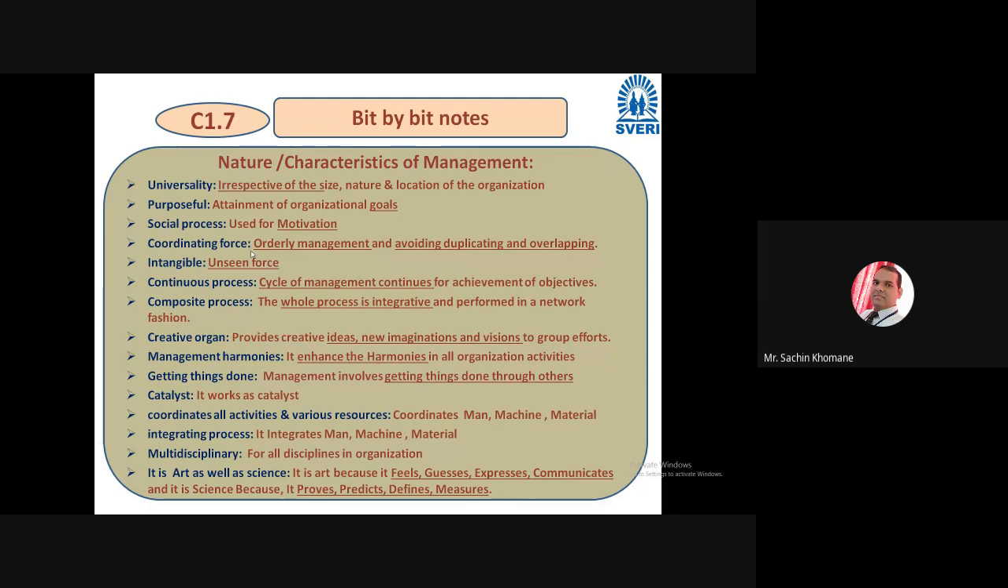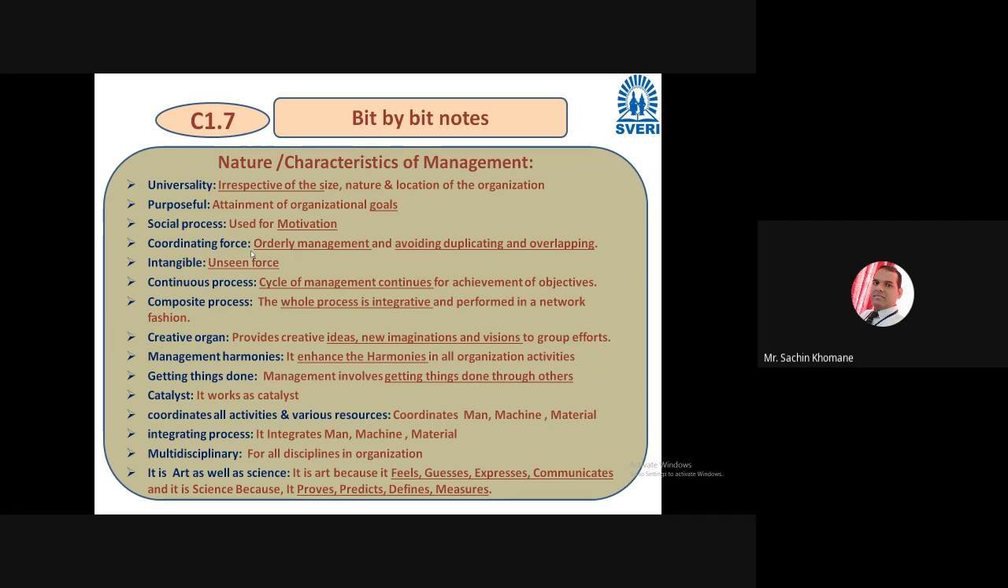So next characteristic is getting things done. Management involves getting things done through others. That characteristic we have already seen at the beginning of the lecture. Then next one is that catalyst. Next characteristic is a catalyst.